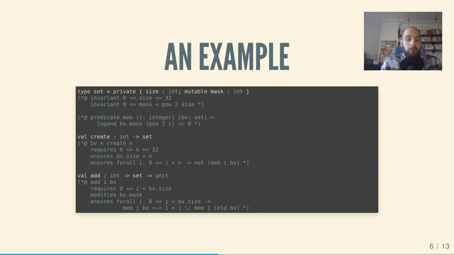Note the use of old, which is a Gospel primitive that lets you talk about the expression in the pre-state of the function. So here we're talking about bv as it was before the function call.